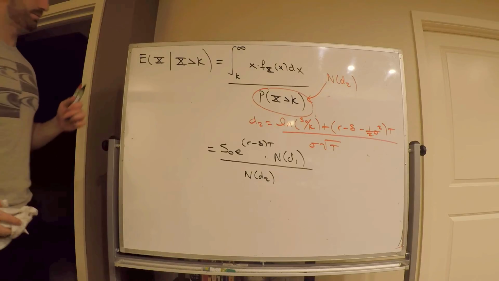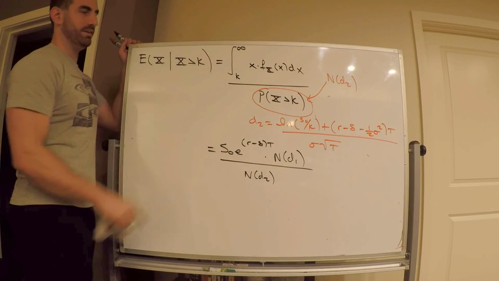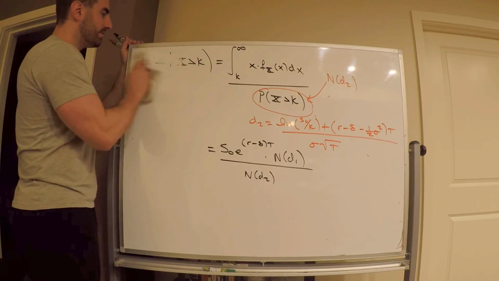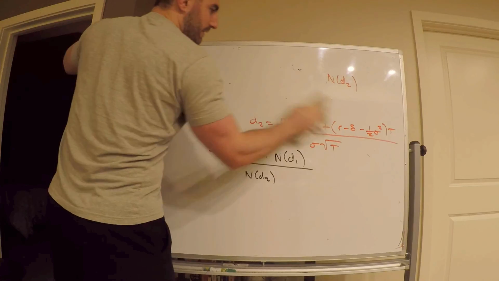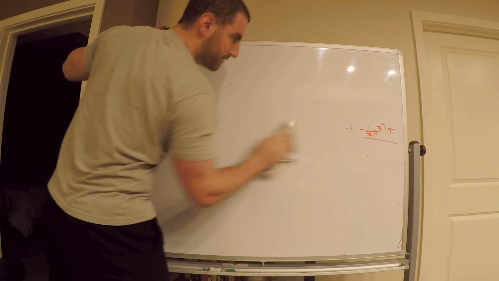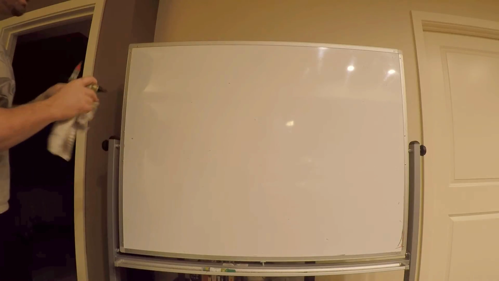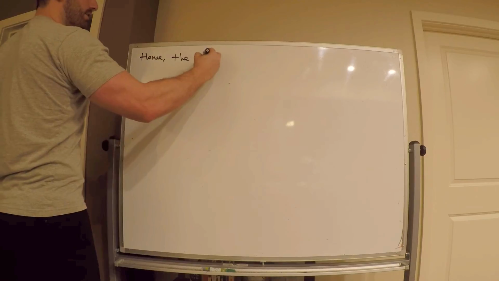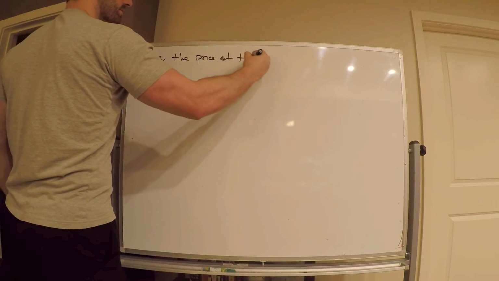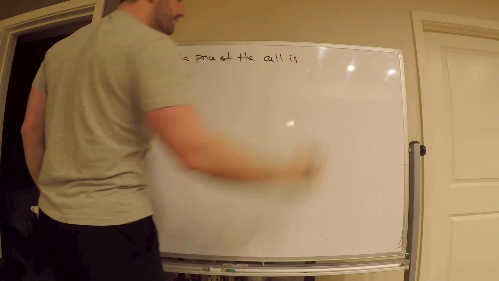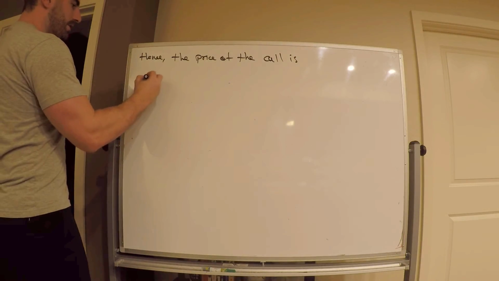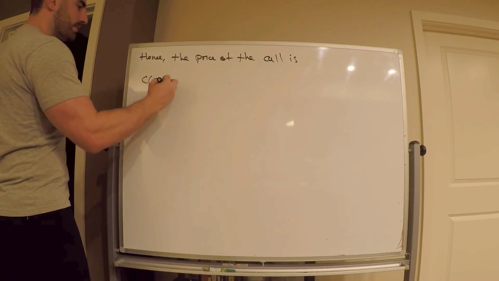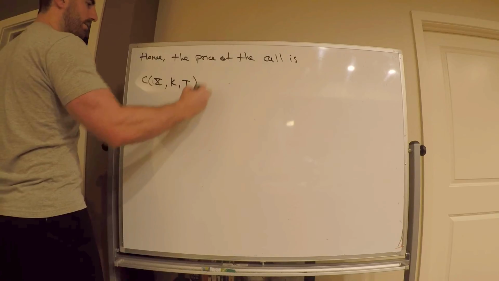Okay, now, let me just finish this off. You should be thinking, I'm done. I'm pretty much done. I mean, if you see what we had before, we're done. So let's write it out. The price of a call. After all this work, what is the price of a call? So hence, the price of the call is this. Remember that the call with stock price, I called it X, strike K, time T.